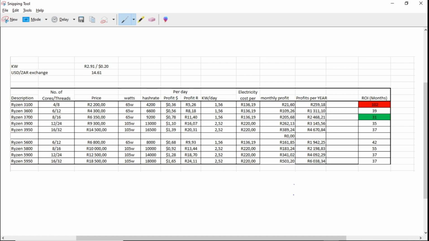I'll try and get one of these higher end CPUs like the Ryzen 5900 for my productivity machine, just to test the hash rate as well, because I'm going to need to upgrade my PC soon. So maybe get the 5900 and see what it does.